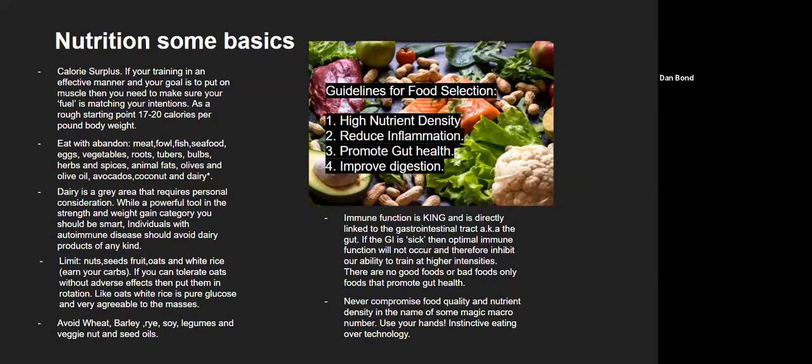Guidelines for food selection: high nutrient density, reduce inflammation over that time period, promote gut health, and ultimately improve digestion. Roy G. Biv stands for eat the colors of the rainbow. So when you eat your veggies, think red, orange, yellow, green, blue, indigo, and violet. All right, those are the types of colors you want to be eating. Variety of vegetables. A lot of people just stick to kind of green vegetables. You need to make sure you're getting plenty of colors across your diet. That's my diet lecture. Hope it went well.